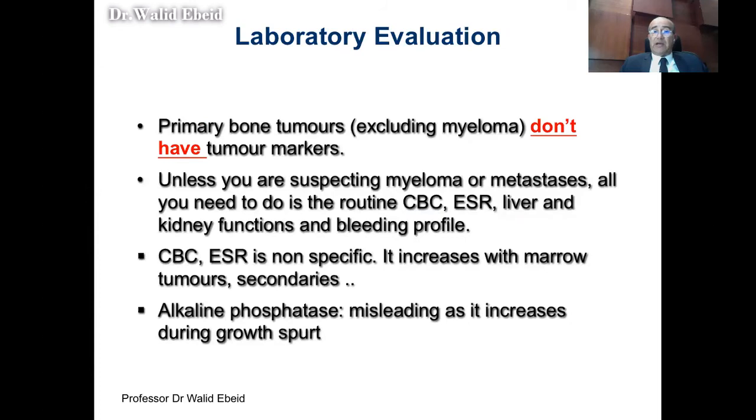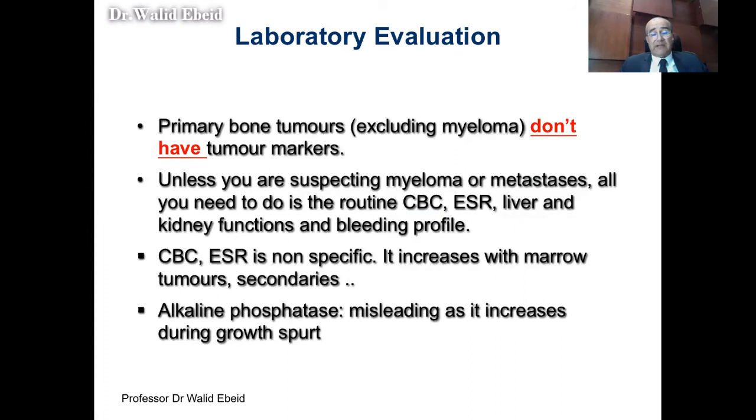The next step would be doing lab tests. So are lab tests necessary when you're evaluating a primary bone tumor? Actually, they're not. They're only of value when you're suspecting a myeloma or metastasis. There are no tumor markers for osteosarcoma or chondrosarcoma or Ewing sarcoma. There is no need to order them unless you're suspecting myeloma or metastasis.